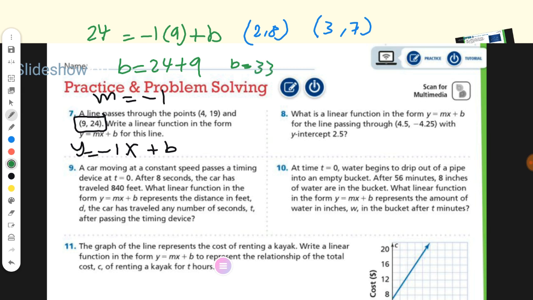So the last form of the equation is, instead of b here, I'll put 33. This is the form of the equation.